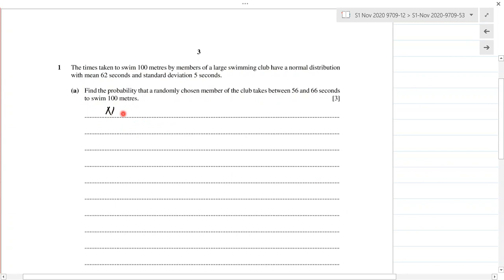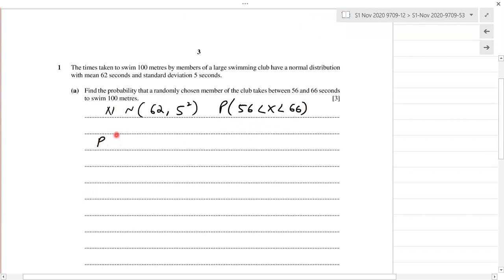So we have this as normal distribution, as the question says, with the mean of 62 seconds and standard deviation 5. So standard deviation squared is the variance. We have to find the probability of x being between the two given values, which is 56 and 66 seconds. So we have to work out the probability between these two.